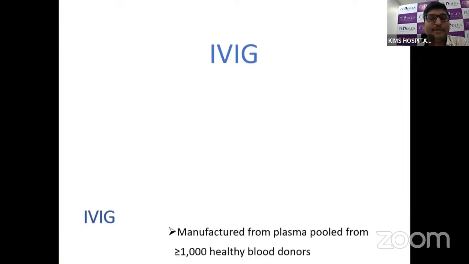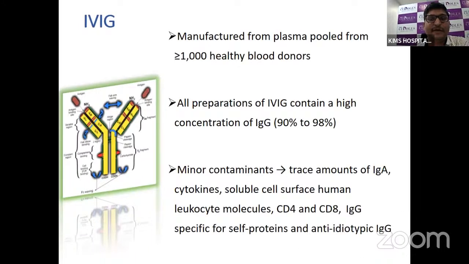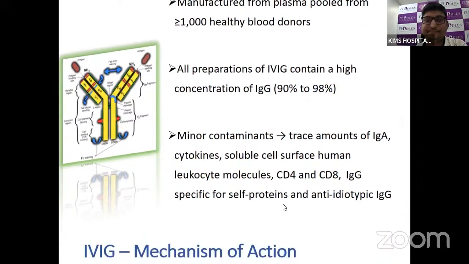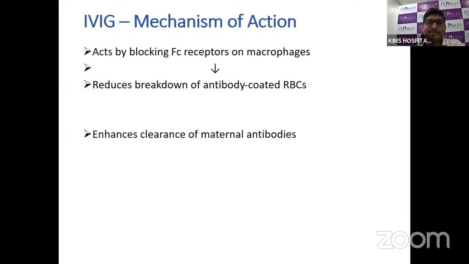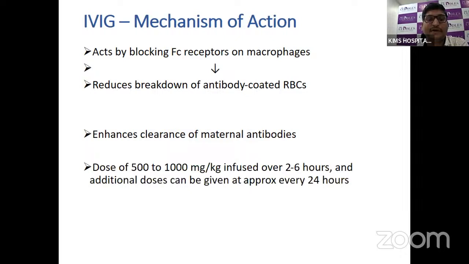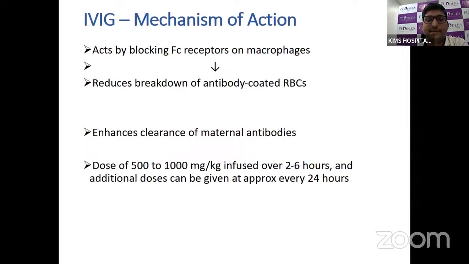IVIG is another mode of pharmacological therapy, available only in case of isoimmune hemolytic diseases. It is manufactured from pooled plasma from thousands of healthy donors. All preparations contain a high concentration of IgG. Minor contaminants can be there, with trace amounts of IgA, cytokines, and soluble cell surface human leukocyte antigens. The mechanism of action is that it acts by blocking the Fc receptors on the macrophages. So it reduces the breakdown of antibody-coated RBCs and enhances clearance of maternal antibodies.